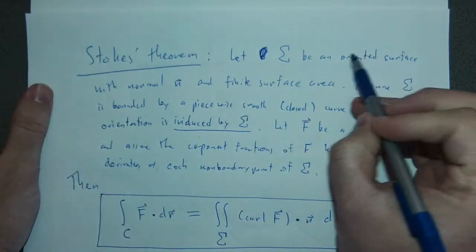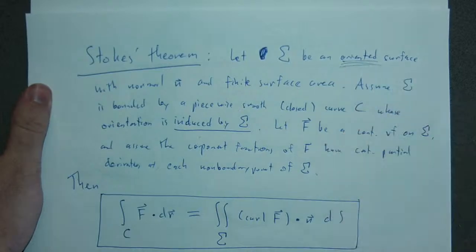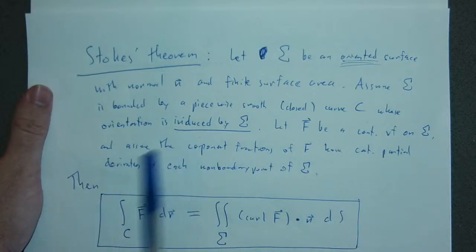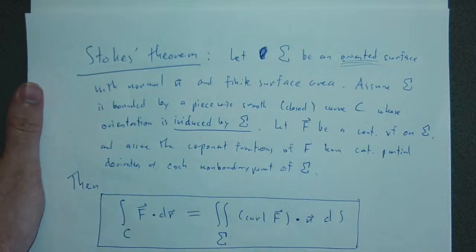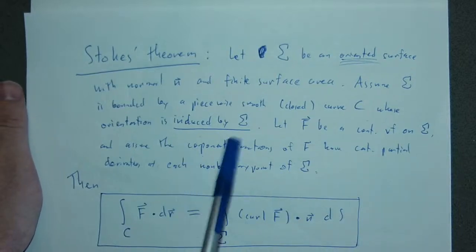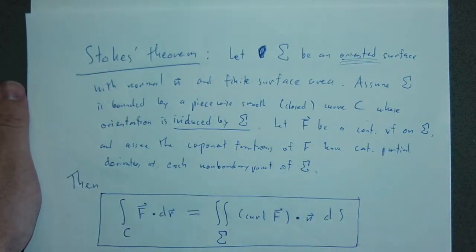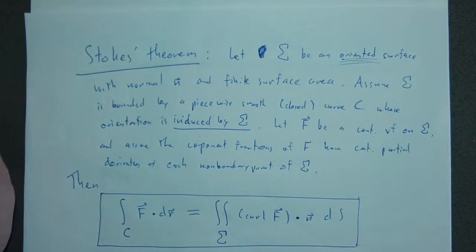So sigma needs to be oriented. I stressed the importance of that previously. And that orientation induces, in the way that I talked about in last lecture, an orientation on the boundary curve of sigma. So if that's the situation that you're in, if you take F to be a continuous vector field on sigma, that also includes the boundary of sigma, and assume the component functions of F have continuous partial derivatives at each non-boundary point of sigma, then the line integral of that vector field along the boundary curve is equal to the surface integral of the curl of that vector field along the surface sigma.